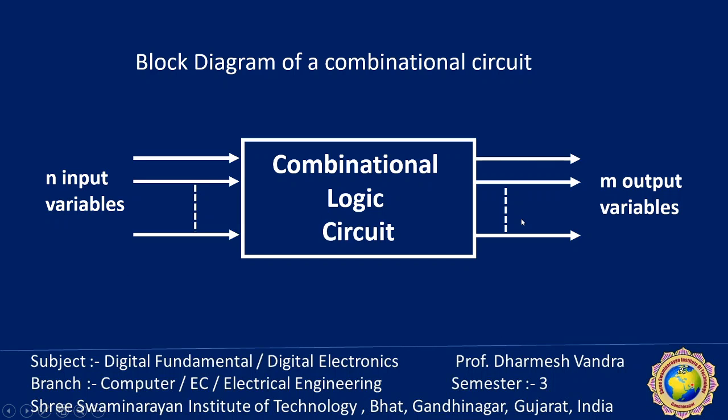Remember that in sequential it is a different case, while in combinational, for each of the 2 raised to n input combinations, every one has a unique output combination. It does not depend on the situation. It only depends on whatever the current input variable condition is.